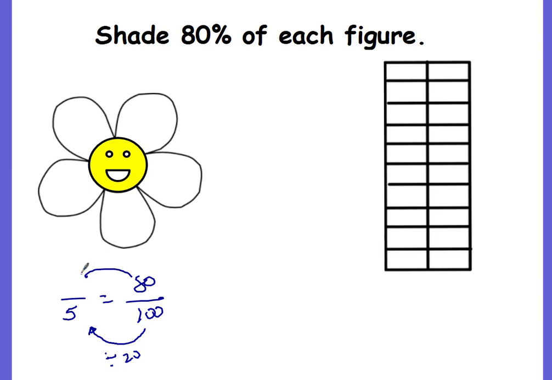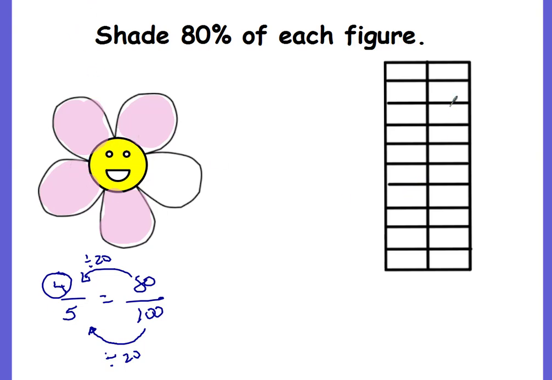So do the same thing with your 80. Divide it by 20, and you get 4. So we need to shade 4 of the flower petals. So there's 1, 2, 3, and 4. So we have just shaded 80% of the flower petals.